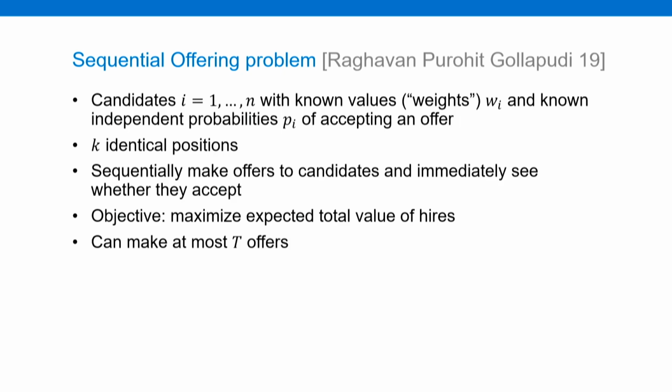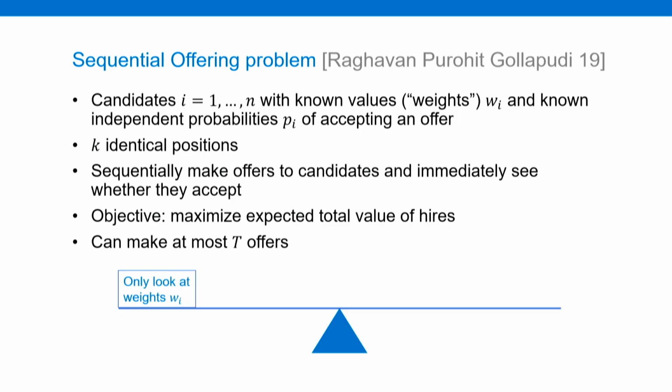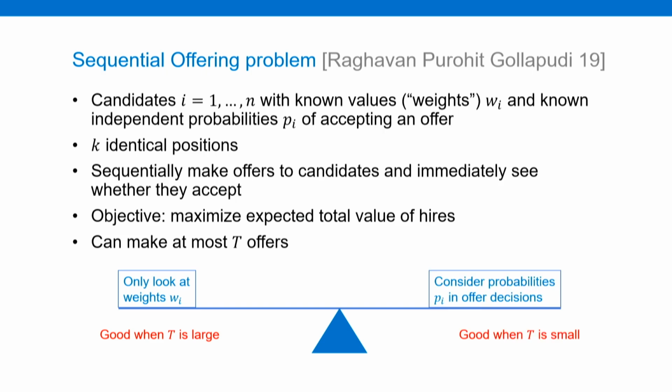So in this problem, there's also a constraint that you can make at most t offers. And now, suddenly, there's a trade-off. I could still do a similar strategy where I think, OK, I'm just going to make offers to the best candidates. This is good if I have a lot of time. But if my time is short and I need to fill the k positions, then I might want to consider the probabilities pi in making these decisions.